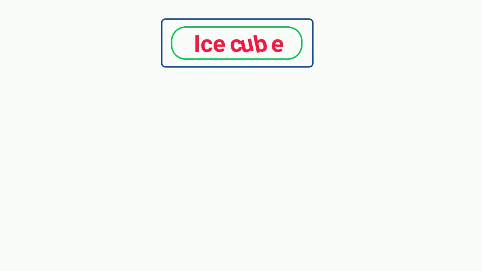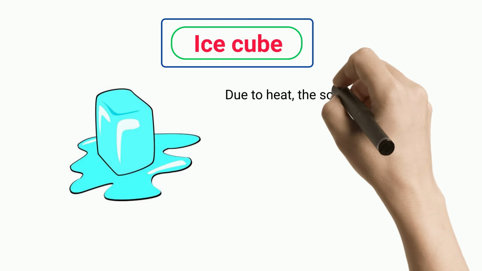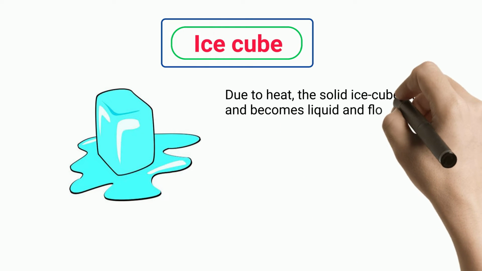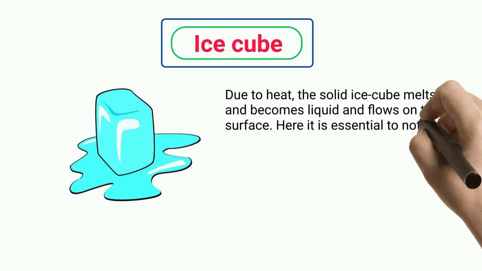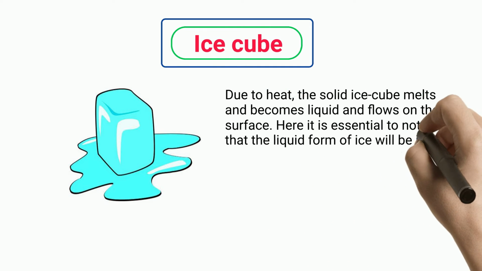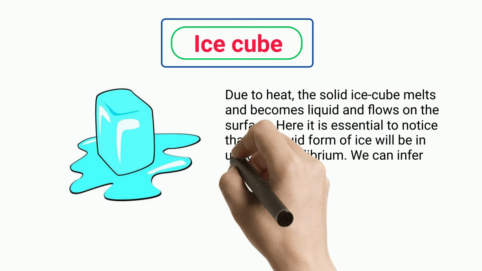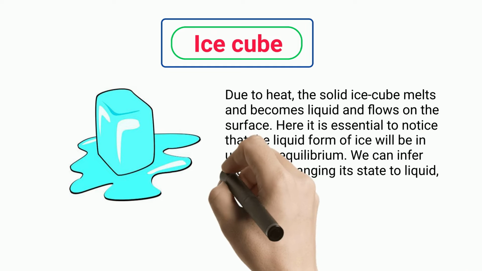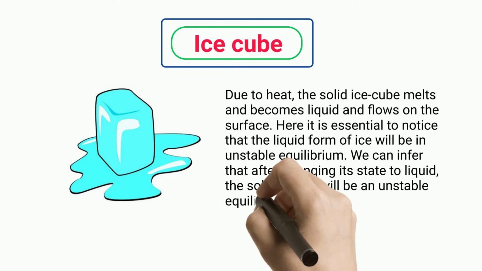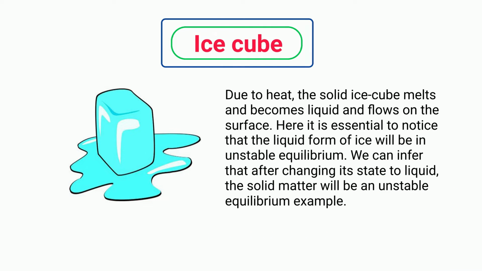Ice cube. Due to heat, the solid ice cube melts and becomes liquid and flows on the surface. Here it is essential to notice that the liquid form of ice will be in unstable equilibrium. We can infer that after changing its state to liquid, the solid matter will be an unstable equilibrium example.